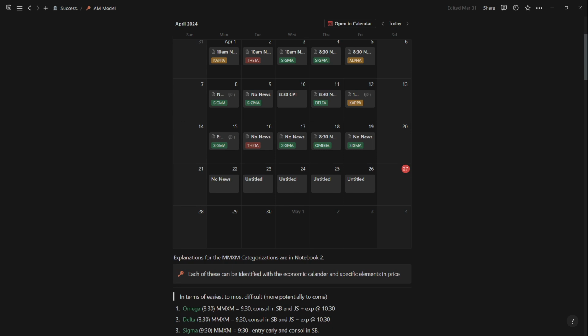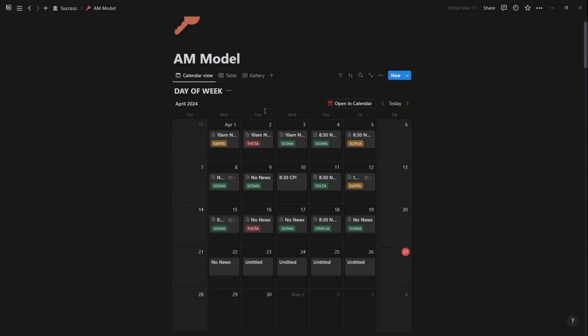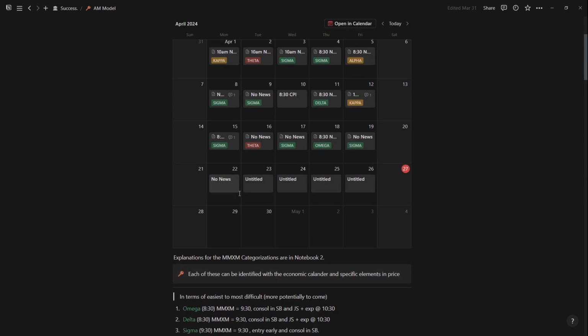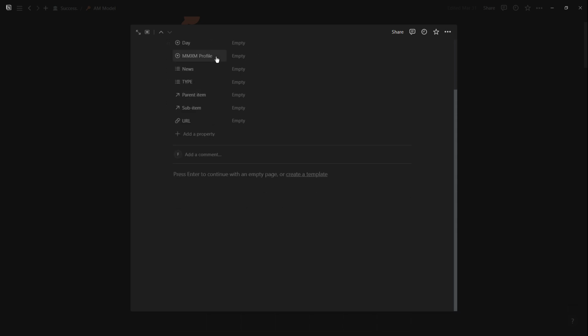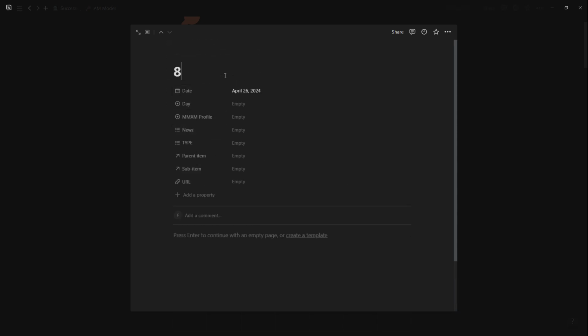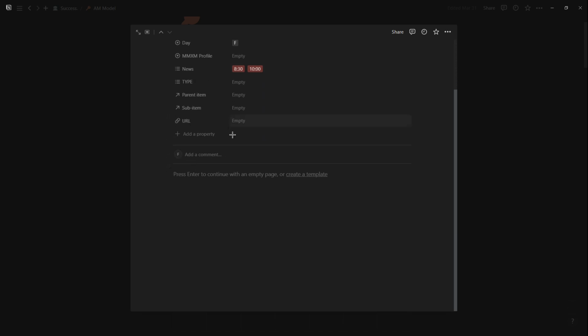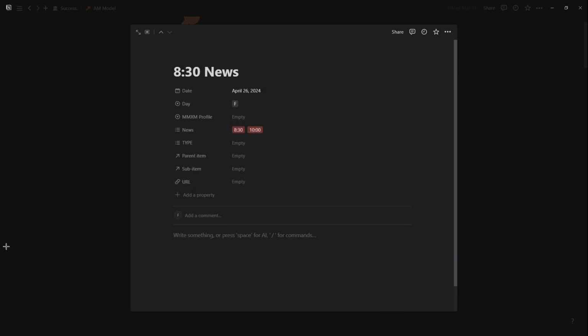I put the video link above if you want to figure out how to set this up. But it's just a basic calendar. You open a new page, do /calendar, new data set, and then it's all here. But Friday, I'm putting the news profile up here. So we got 8:30 news. We also had 10 a.m. news, I believe. So Friday, we'll worry about this later. News, we had 8:30 and 10 o'clock. Type, all that stuff we can figure out later.